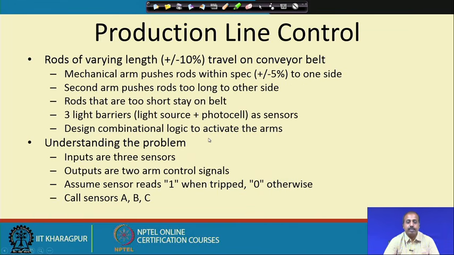Next, we will consider another example which is production line control. So, we have got some rods of varying length that travel on a conveyor belt. Okay. So, the length of the rod at the production site may vary between plus minus 10%, and a mechanical arm pushes rods with specification plus minus 5% to one side, and the second arm pushes rods too long to the other side. So, the rods are produced with an accuracy of plus minus 10%, but we want the rods to be on the proper specification.